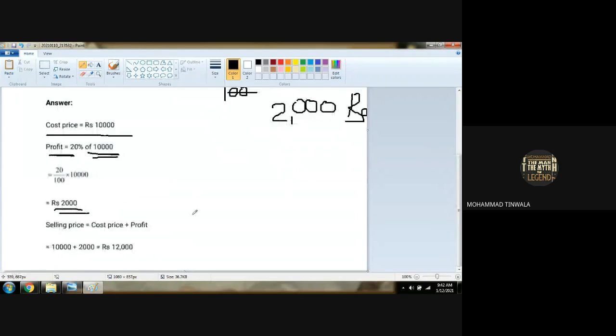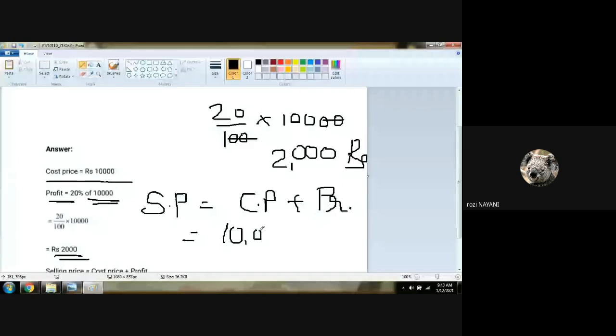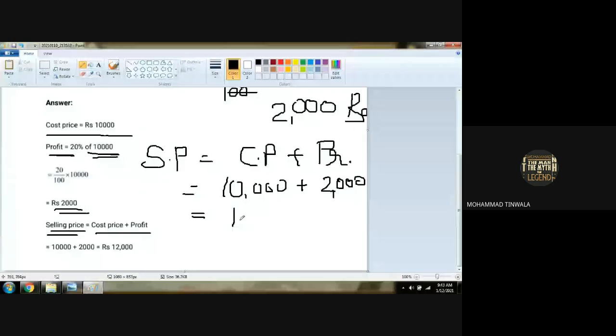Now, selling price is equal to cost price plus profit. SP is equal to CP plus profit. So CP was 10,000 rupees. Profit, 20%, we got as 2,000 rupees. So the actual selling price, the actual money I will get, is 12,000 rupees. Is that clear? See, 10,000 plus 2,000, 12,000 rupees. Any doubt with this sum?